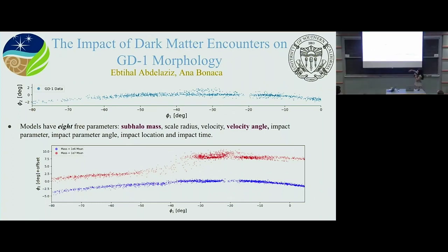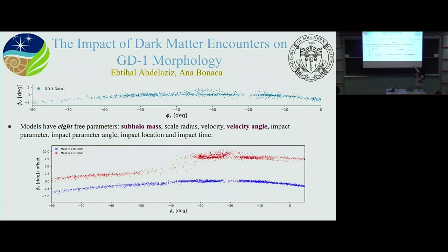So this is GD1. Everybody has been talking about it. It's our favorite stream. And it has a structure at -40 where you can see an underdensity and a spur. And I'm creating models with 8 free parameters that try to get at how changes in those parameters change the stream morphology, and specifically GD1.